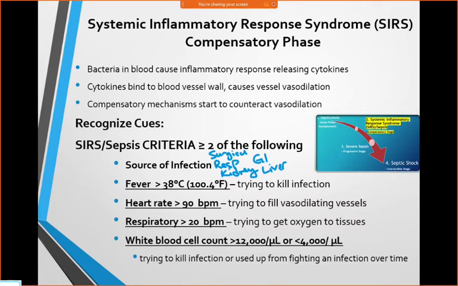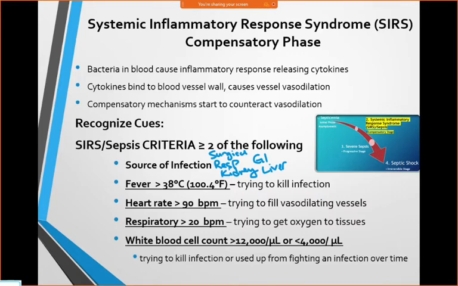If they have a fever, you don't need all of these, you only need two of them. So if you have a source of infection and an increased heart rate, you've already met SIRS sepsis criteria. These are standard criteria throughout all hospitals. This is a nationwide standard criteria. In fact, I think they even use these SIRS sepsis criteria worldwide. So a source of infection and either fever, an increased heart rate, increased respiratory rate, and either an increased or super decreased white blood cell count.